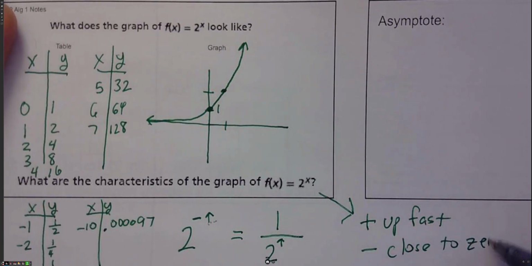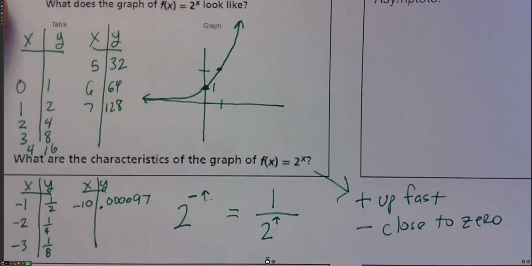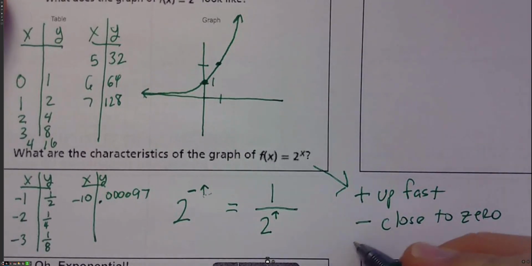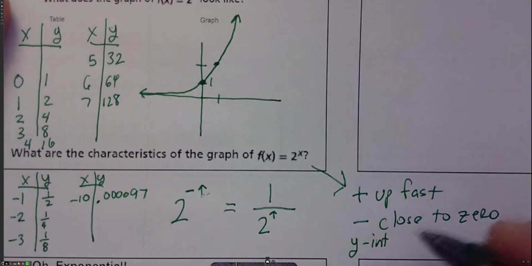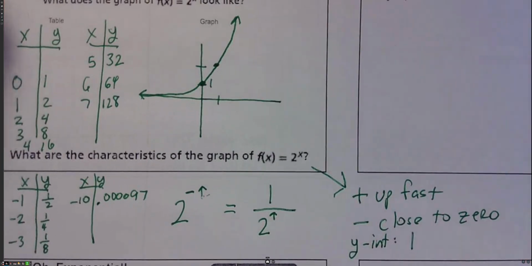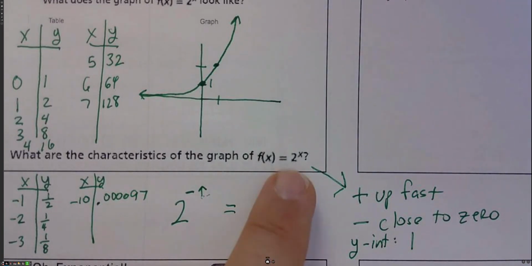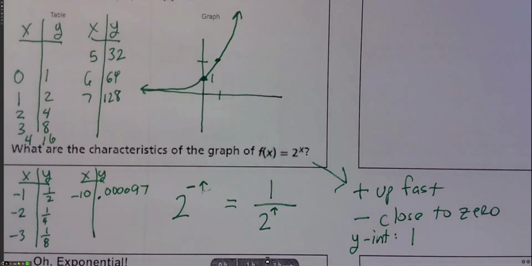There's one other thing that's not obvious, but I want to talk about the intercept. The y-intercept is what? 1. And I'll tell you where that comes from, and this is weird: what number is in front of the 2? Yeah, 1. There's a 1 there, and we'll talk more about that in a little bit.